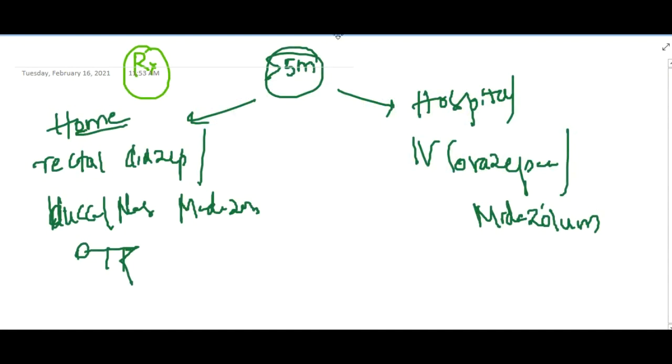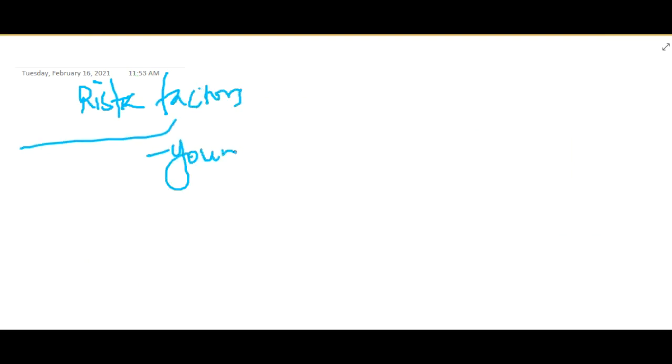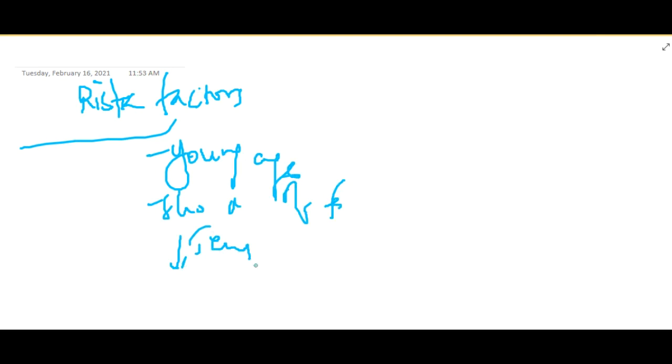What are the risk factors for recurrence of febrile seizures? The risk factors include younger age, shorter duration of fever, lower temperature, or if a family history of febrile seizures is present, then there is increased risk of recurrence.